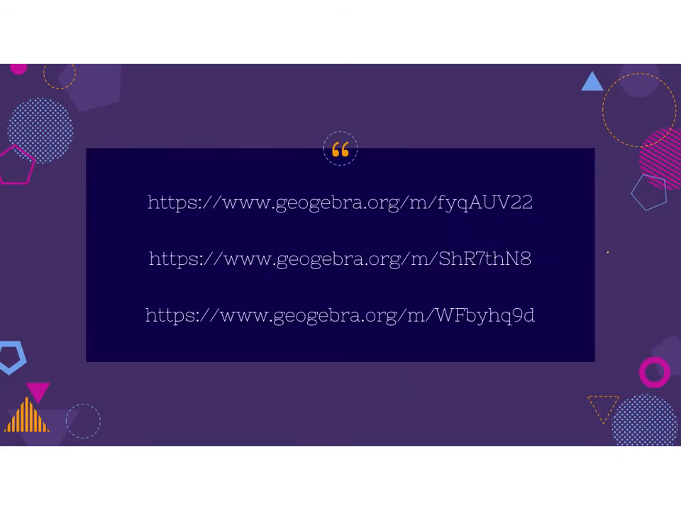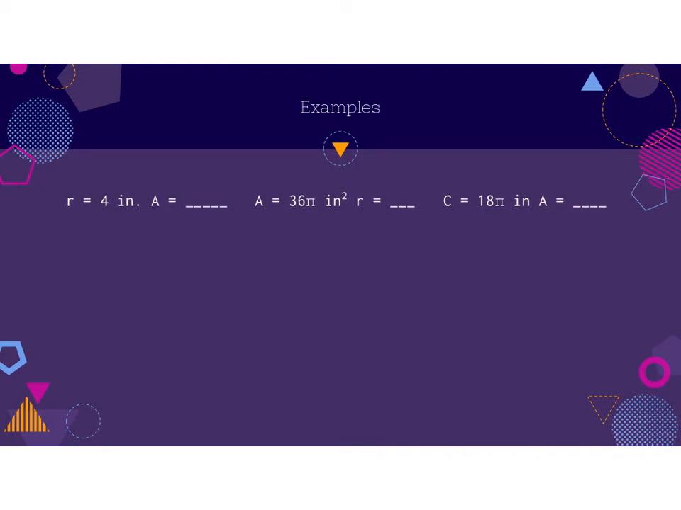There are three GeoGebra visual proofs of why the formula for the area of a circle works the way it does. You can find these in Schoology, so you can pause now and go play with them and understand, or after the video, that's a good time as well. Okay, let's take a look at some examples.